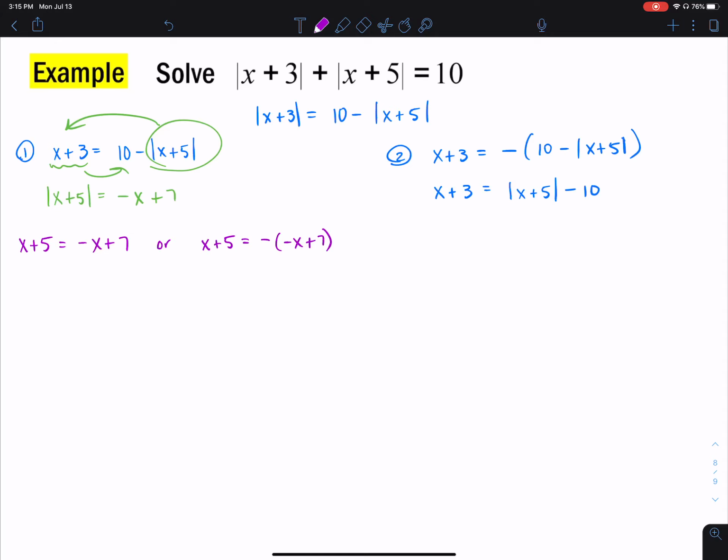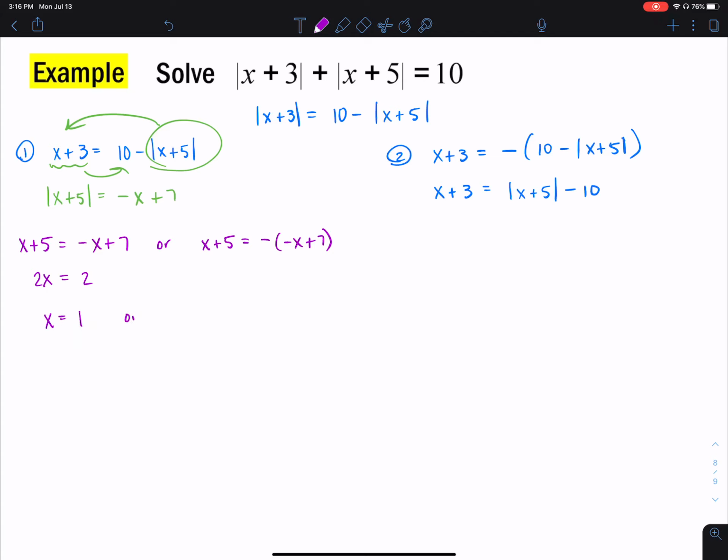So if I add this negative x, you're doing the opposite, right? So get your x's to one side. You would result in 2x. If you subtract 5 from both sides, you end up with 2. So x is equal to 1.